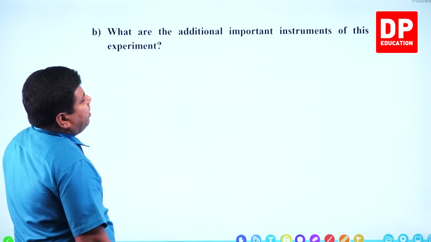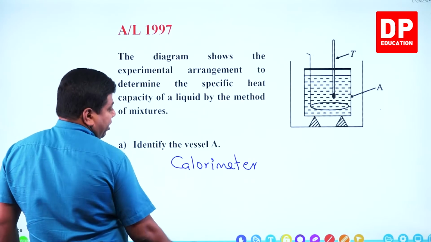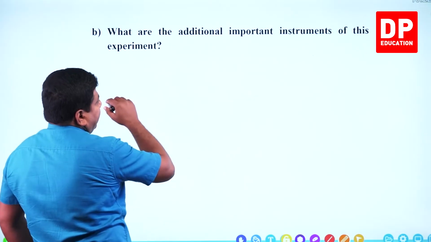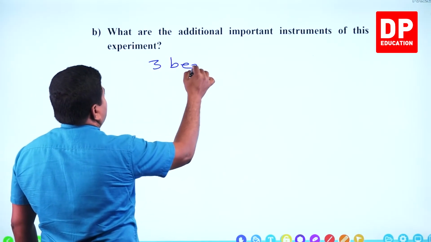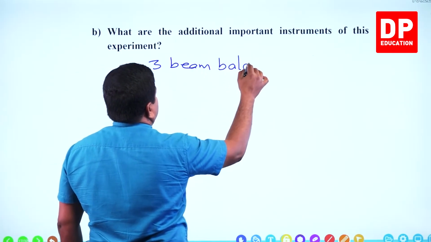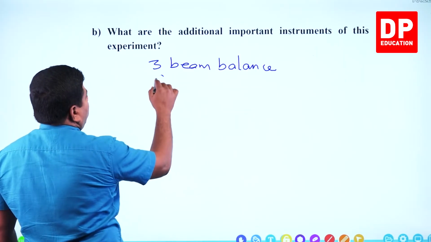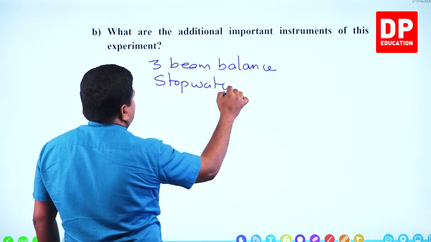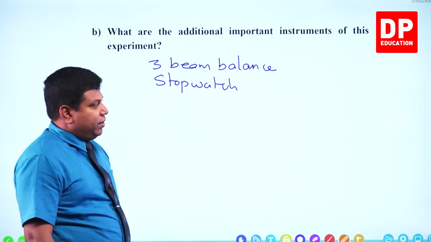What are the additional important instruments for this experiment? They have mentioned only about calorimeter here. Important instruments, then you need a triple beam balance, stopwatch. Those are the main ones, right? Those are the main ones. Next.